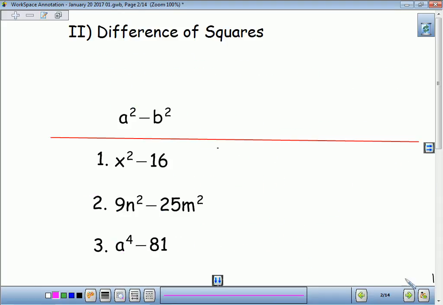Alright. Okay, so the next type of factoring we're going to look at is a difference of squares. How do we know we have a difference of squares? Well, one, we have subtraction. That's where the difference comes from. And you have subtraction of 2 terms. And then the second part is both those terms are perfect squares.